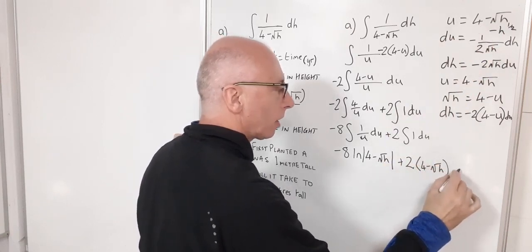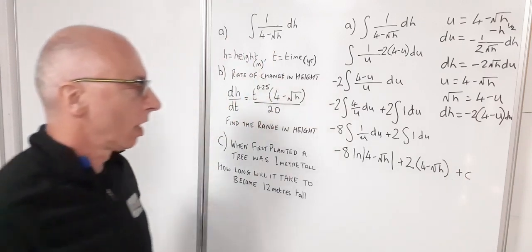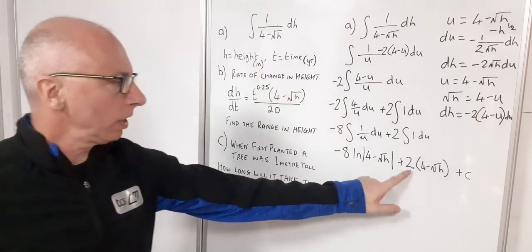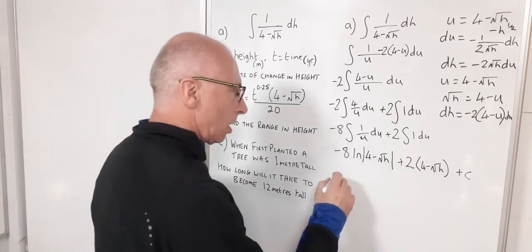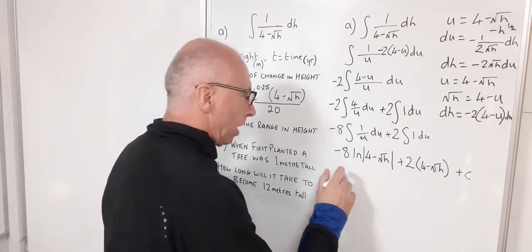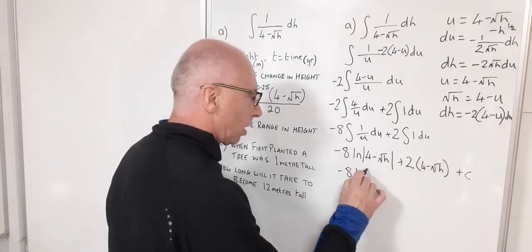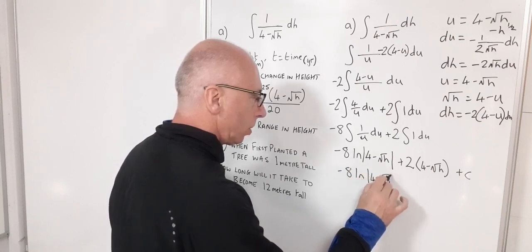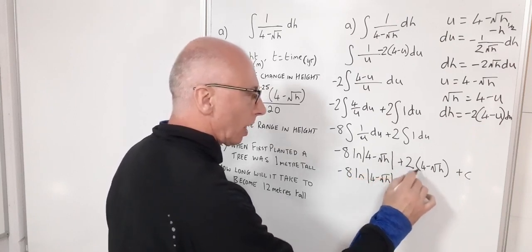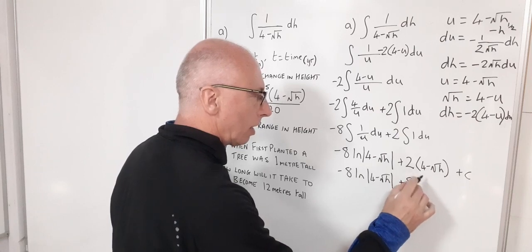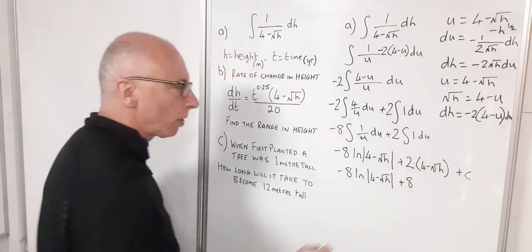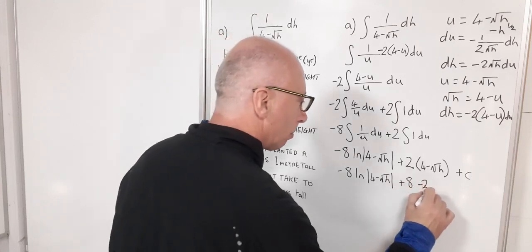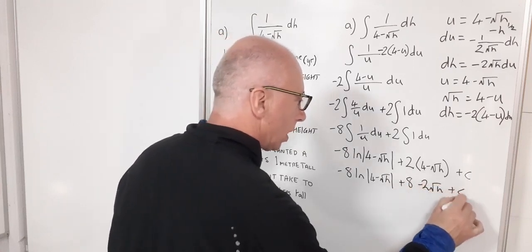Okay, and now we could do the plus c. Well, let's just distribute this 2 inside here and let's see what happens. So I'm going to write minus 8 natural log 4 minus root h plus 2 times 4, so that's plus 8, and then plus 2 times minus root h, that gives me minus 2 root h. So minus 2 root h plus c.